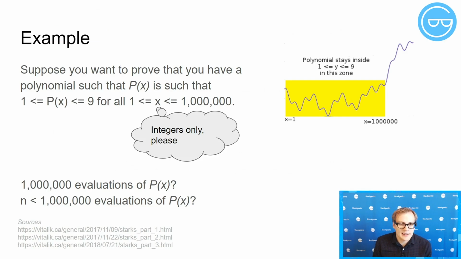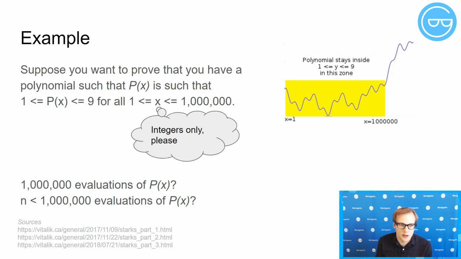A slightly less explicit example, and one that is less tied to specific instances of code, is the following problem. You want to prove that you have a polynomial p, which takes one variable x, such that for the first million values of x that you give it, only integers in this case, this polynomial only ever comes out with a value that's between 1 and 9 inclusive.